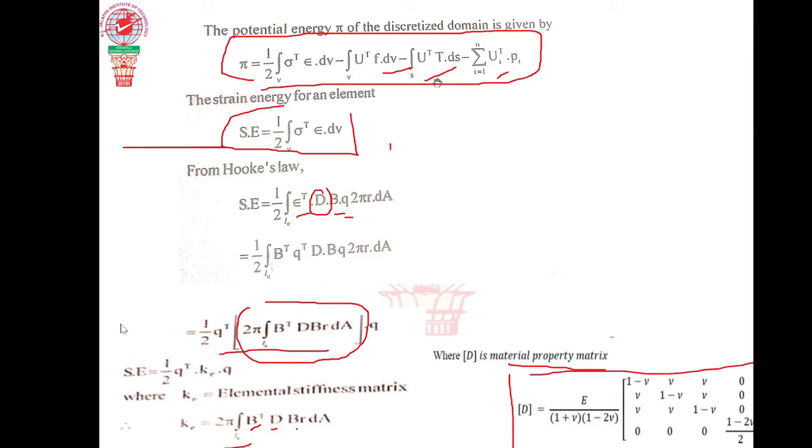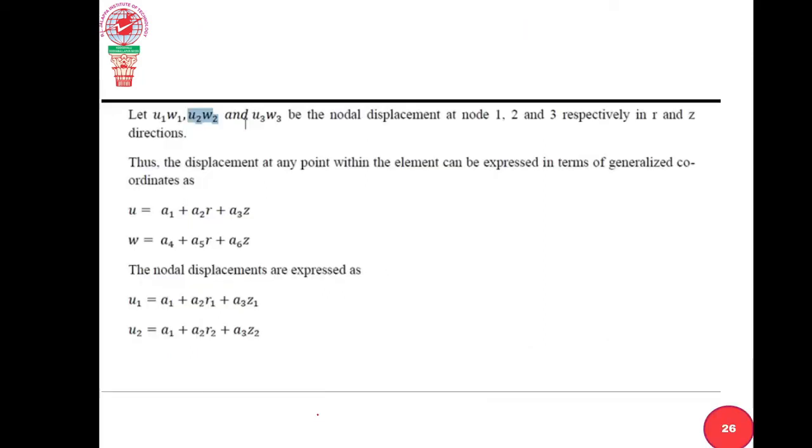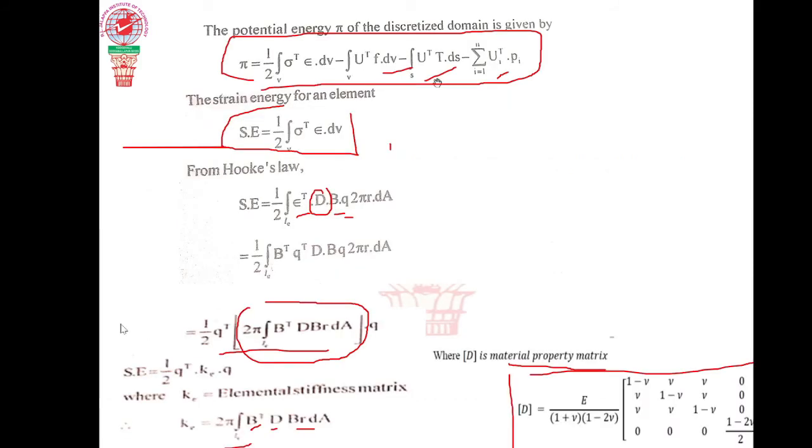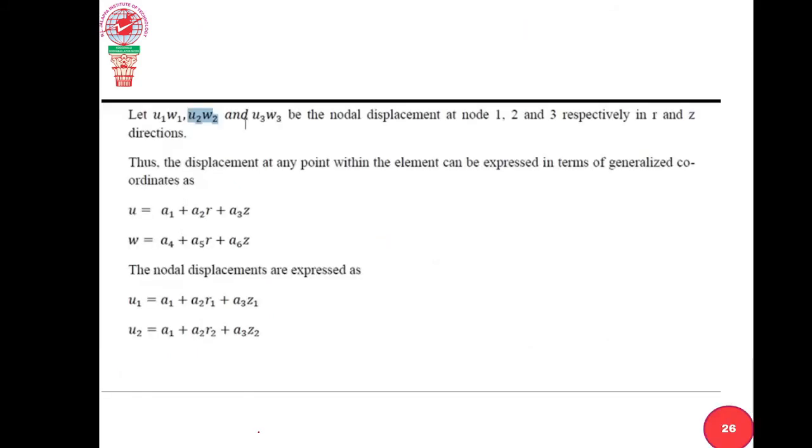Now, what is B that we need to derive? That is the next step. We are going to do that. We already know the D matrix, but we don't know the strain displacement matrix B and B transpose for this axisymmetric element. We need to know that. That's why we are going to proceed with the next part of the derivation.